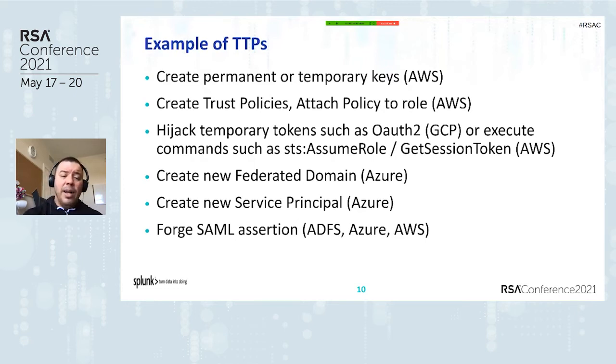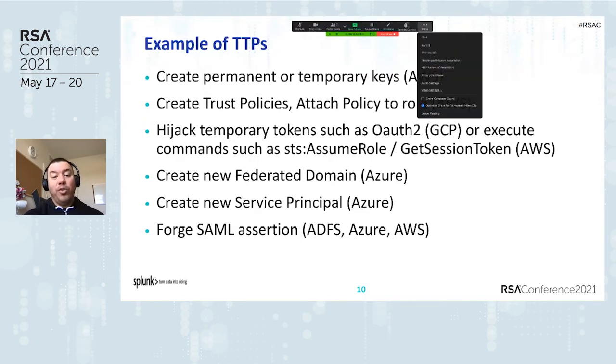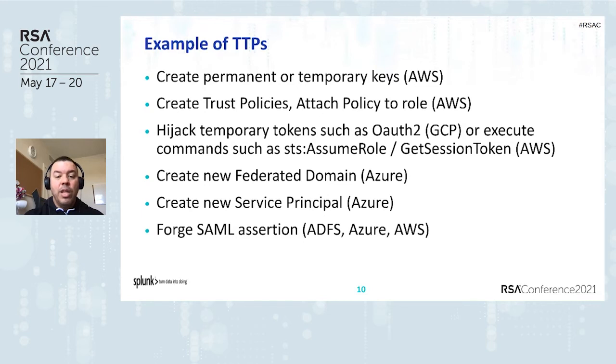You have to watch users and even privileged users creating trust policies, because trust policies that can be attached to a role, for example, can allow somebody to escalate privileges. You have to watch for temporary tokens. Temporary tokens can be abused, such as OAuth2 tokens at GCP, or watch for commands such as assume role or get session tokens. These are things that would allow a user or an attacker to assume someone's role that has higher privileges, or refresh a session because they were able to obtain the token.